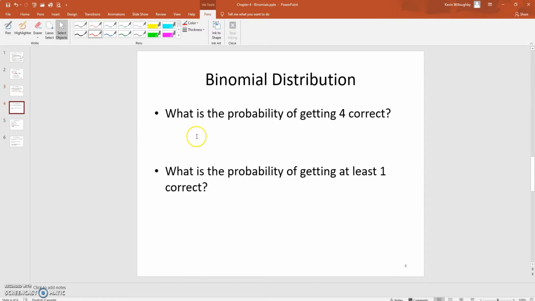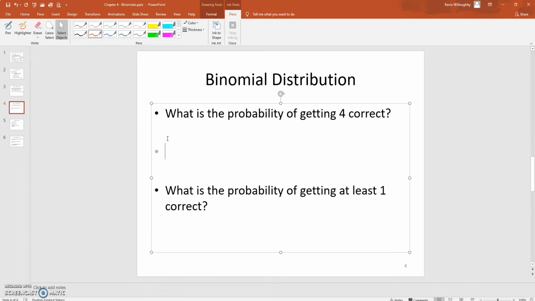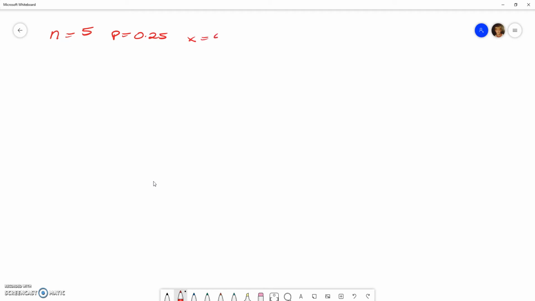Now in this next slide, we will look at calculating the probability of getting 4 correct, and then the probability of getting at least 1 correct. So let's look at that first probability of 4 correct. So let's write down the values we have. N equals 5, P equals 0.25, and X equals 4. So the formula, we want to know the probability that X equals exactly 4. It equals 5CX, or 5C4, I should say, 5C4.